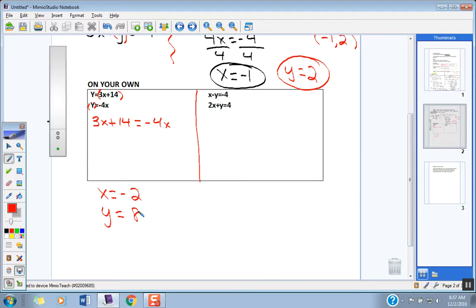Let's just talk about this. I would subtract 3x from both sides with the way we started here. Okay, so when we do this, we've got 14 equals -7x. So 14 divided by -7 is -2. So I agree with the first part.